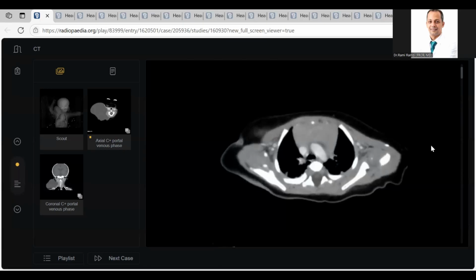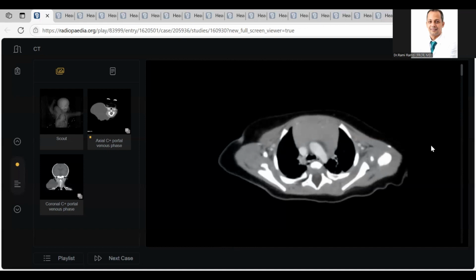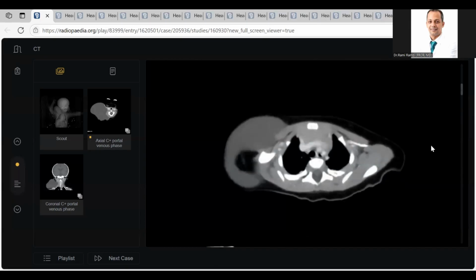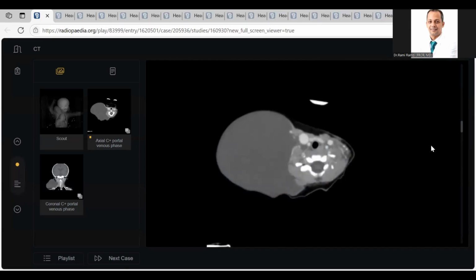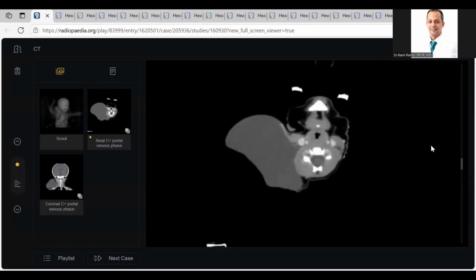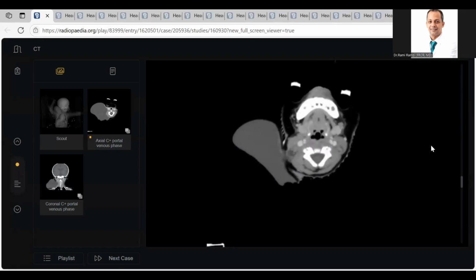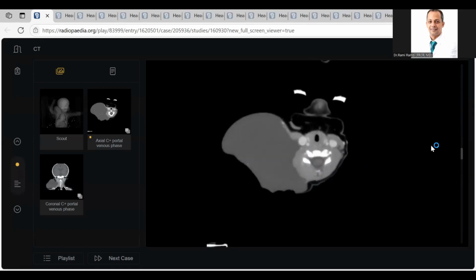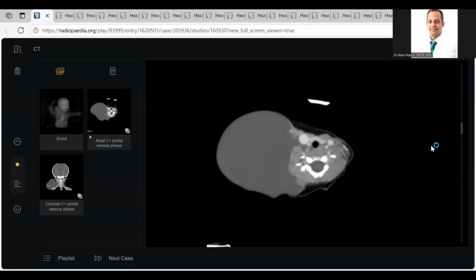I can also appreciate a large soft tissue in the anterior mediastinum. Don't worry about it. Normal variant. Baby is 3 months. Okay, what else? Can I have another window? No other window. Okay. What's your differential diagnosis?